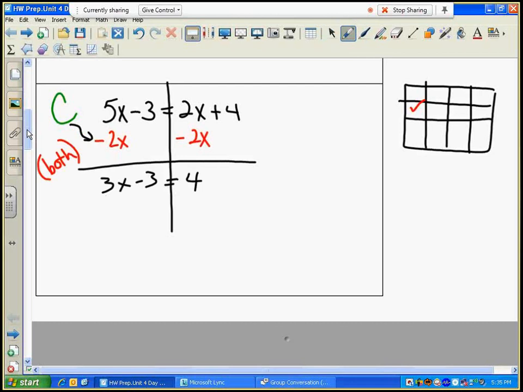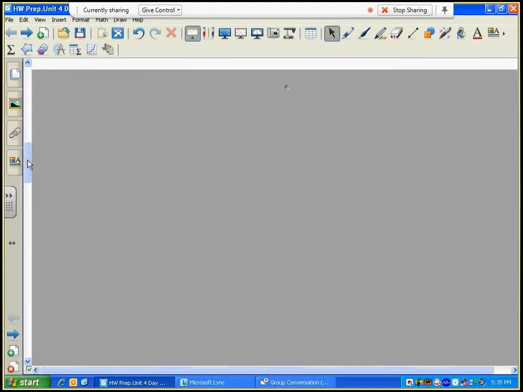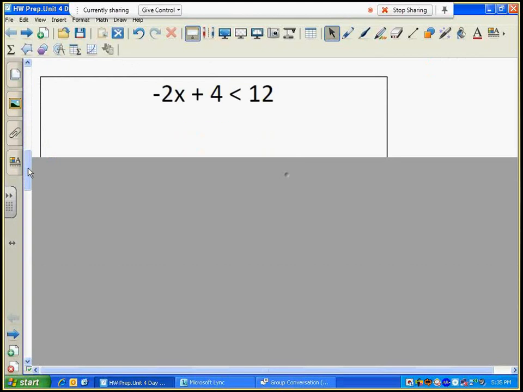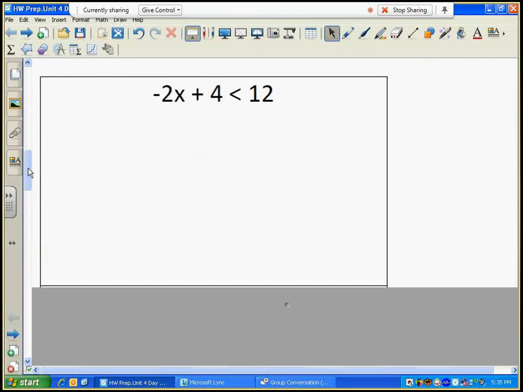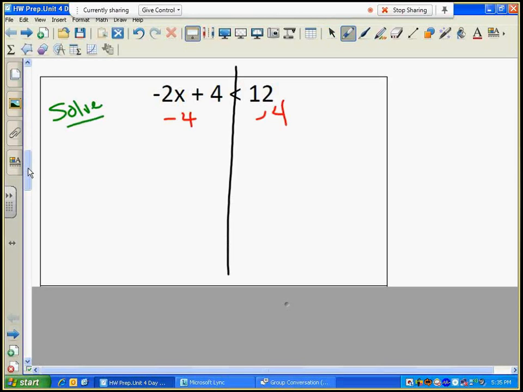Okay, let's go to our second column up here in that top little spot, and let's copy down this problem here. Negative 2x plus 4 is less than 12. Now I'm going to solve this inequality, and I want to show you guys that it's very, very similar to solving an equation. There's just one little wrinkle. Okay. Notice that both sides are already simplified. I don't have the need to collect variables, so I'm just going to solve here. Okay, so let's see how we do. Subtract 4 from both sides. I end up with negative 2x is less than 8.